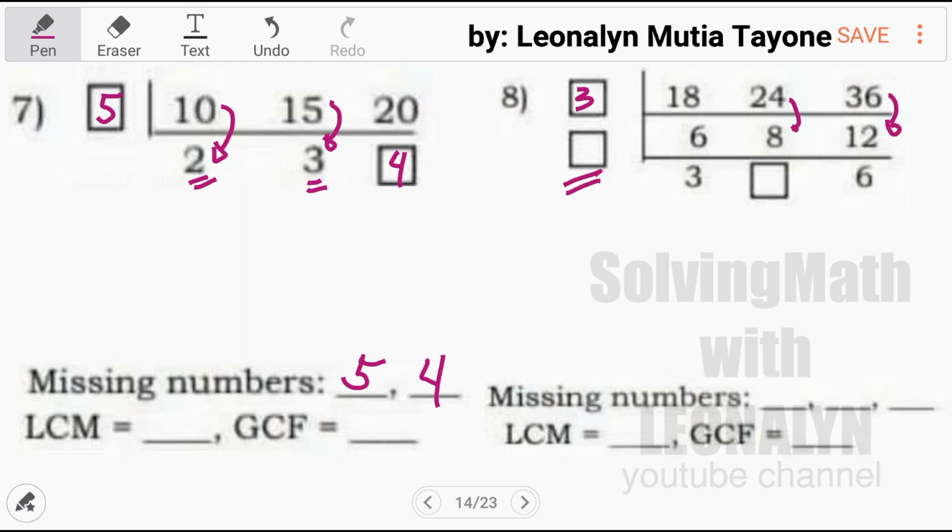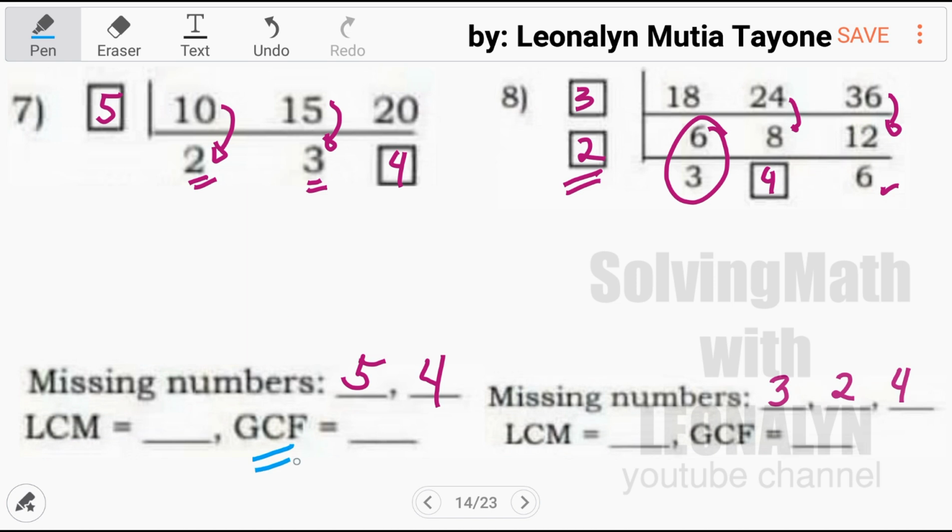Paano naman i-guess dito? I-divide ulit natin yan. 6 divided by 3, and that is 2. So, 8 divided by 2, this is 4. 12 divided by 2, and that is 6. Missing numbers are 3, 2, 4.